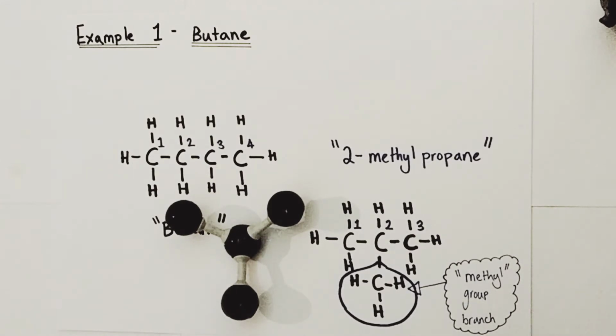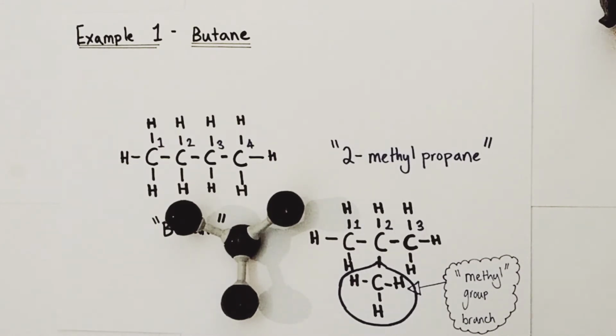Because meth is the organic nomenclature for one carbon. So in terms of naming this molecule as a whole, we can see that the methyl group is coming from the second carbon of the main propane parent chain. So we're going to try and use that to help us name the structure.